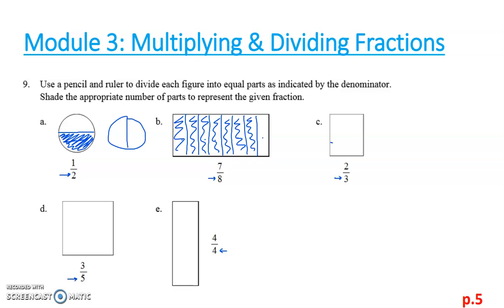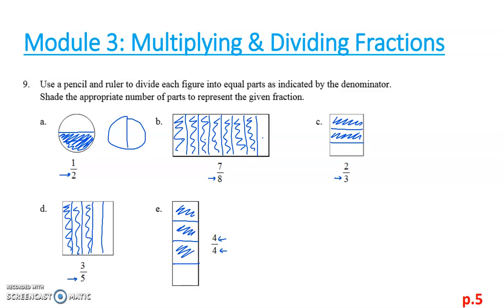For 2/3, I divide this figure into 3 pieces, and 2 of them are shaded, and this represents 2/3. For D, 3/5, and again, it doesn't matter which way you want to divide this, as long as you're dividing into fairly equal pieces and you have 5 of them, and you shade 3 of them. And for E, we have a fraction that shows the denominator and the numerator being equal to one another.